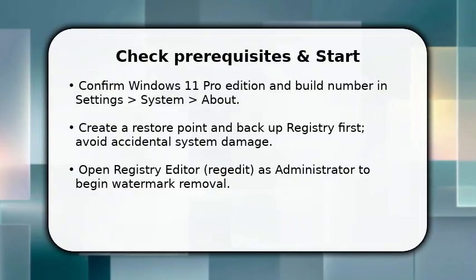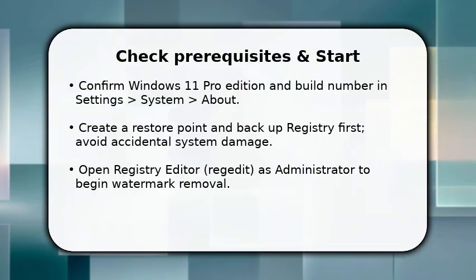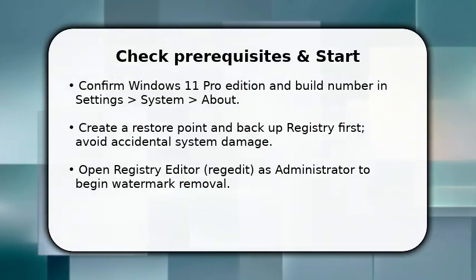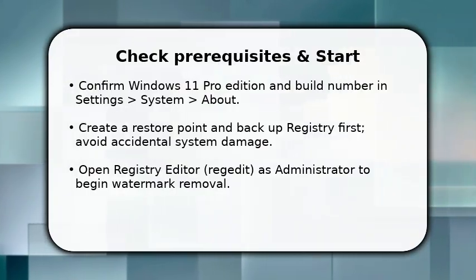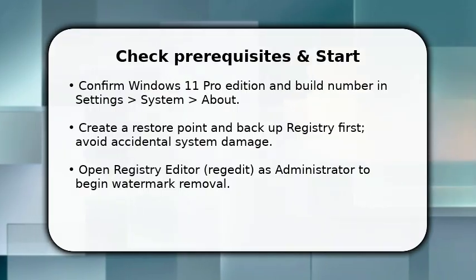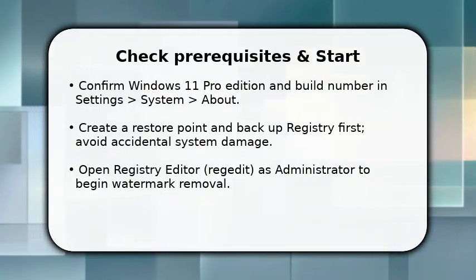You'll begin by verifying you're on Windows 11 Pro and noting the build. This matters because some methods depend on build differences. Once confirmed, create a system restore point and export the registry so you can revert changes if needed.